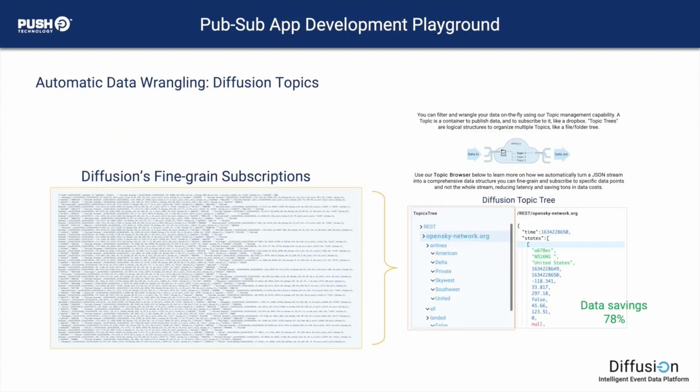The other very important capability for Diffusion customers is our data wrangling capability. I want to quickly talk about that before we get into the demo of the flight tracking application. What we need to highlight is that, on top of the delta data savings, which is basically the compression and only sending the difference between messages, we can also automatically organize the JSON message on the flight in real time in Diffusion.